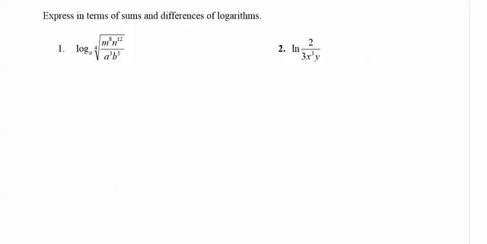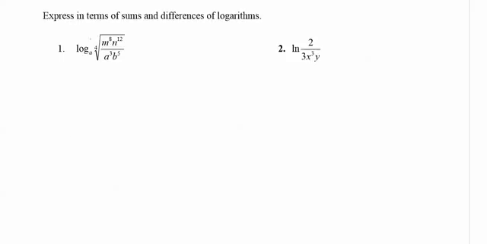For these two examples, we're going to express the logarithms in terms of sums and differences of logs. That just means we want to separate this expression. So the first one, we have log base a of the fourth root of m to the eighth n to the 12th divided by a to the third b to the fifth. Now I cannot get in there with that log to separate it because it's protected inside of the fourth root.